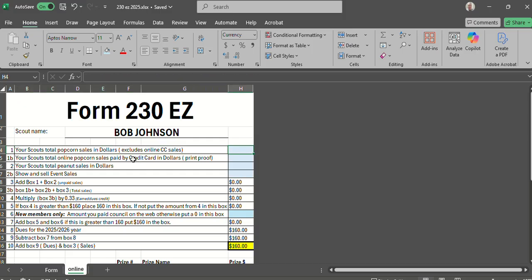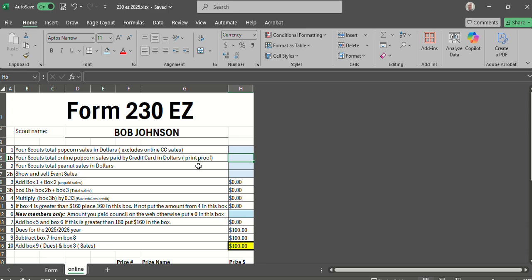Put that total here. And then for popcorn sales that you made online, you can do credit card sales online to people and then have that delivered directly to their door. If you do that, put the dollars that you put here. And we want to make sure that's separate because this stuff you have to pay for with a check when you hand this paper in. This stuff is already paid for.